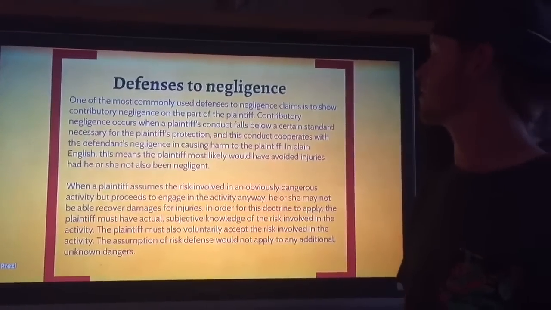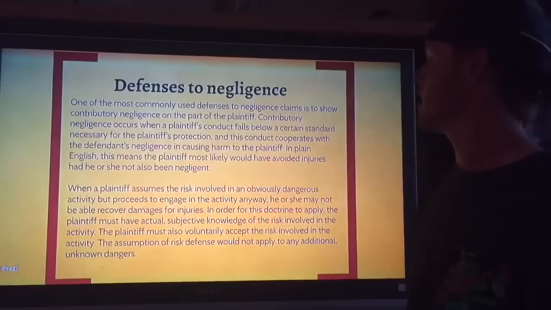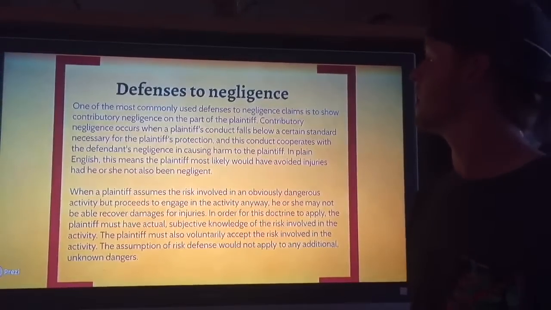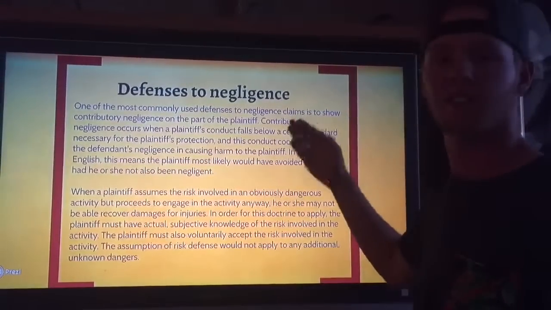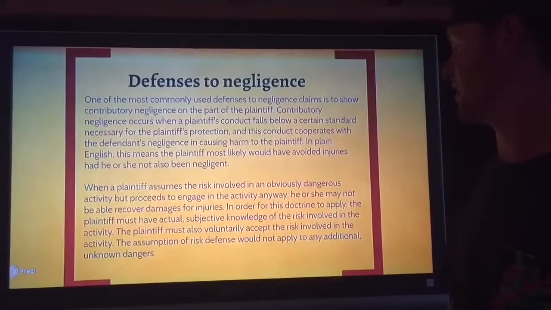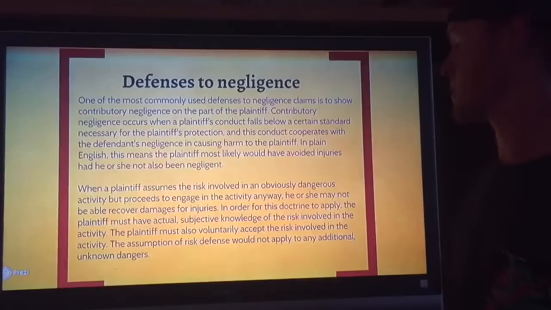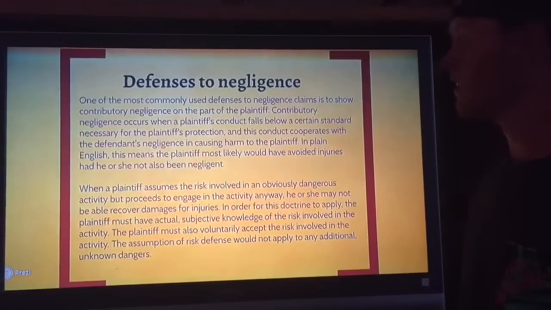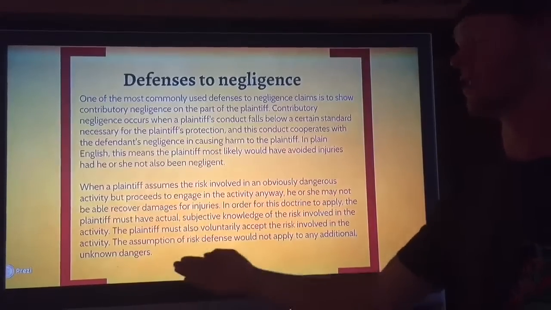Defenses to a negligence case. One of the most commonly used defenses to a negligence claim is to show contributory negligence on the part of the plaintiff. When a plaintiff assumes the risk involved in an obviously dangerous activity but proceeds to engage in the activity anyways, he or she may not be able to recover damages for the injury.